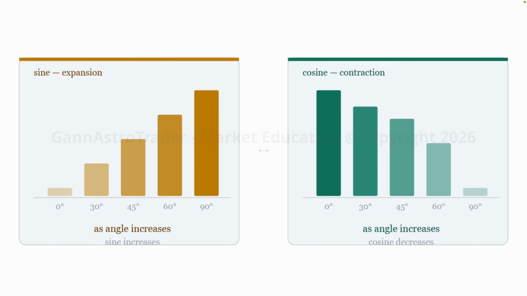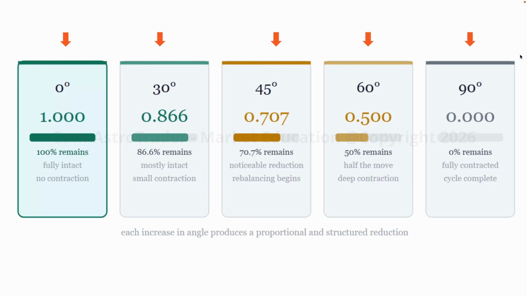As the angle increases, cosine decreases. This means less of the original movement remains. This is not random loss, it is structured reduction. As the angle increases, the remaining portion of the original movement begins to decrease in a structured way.